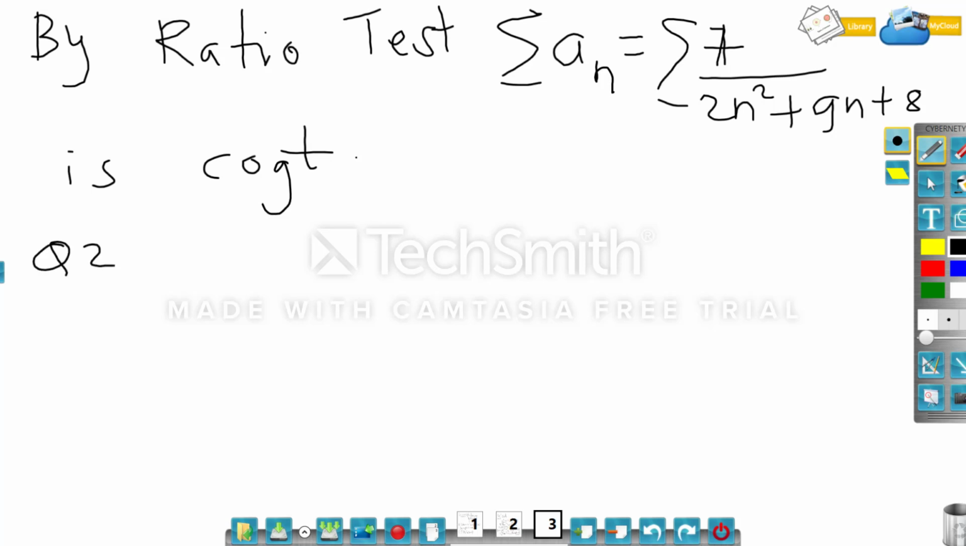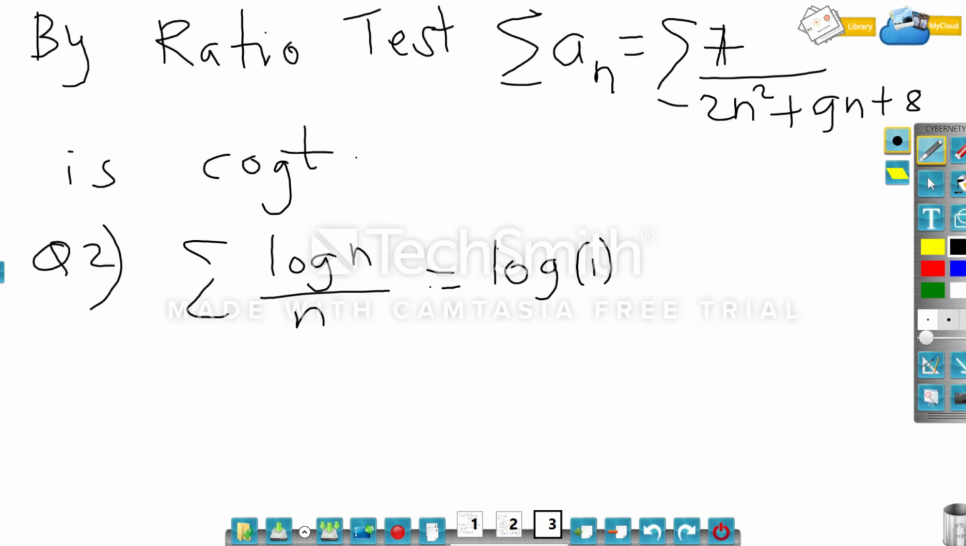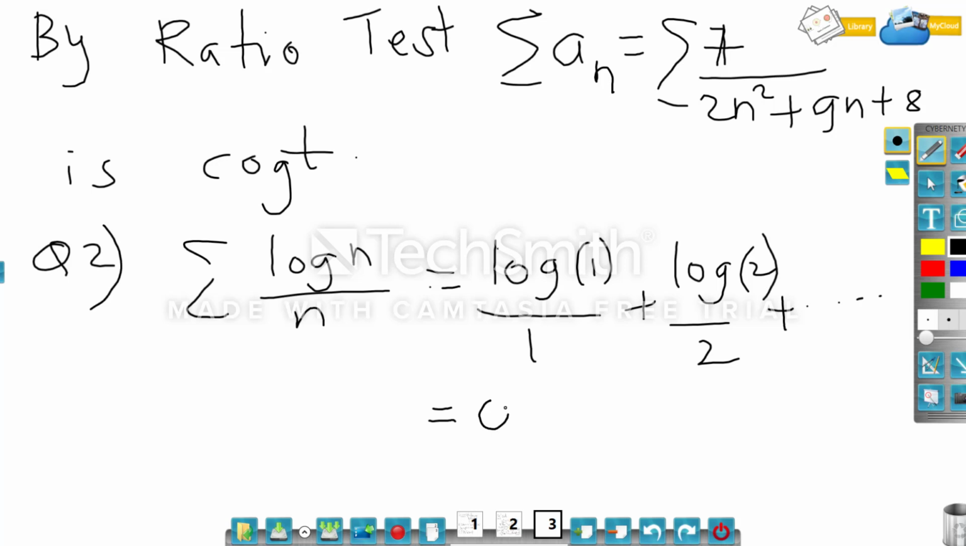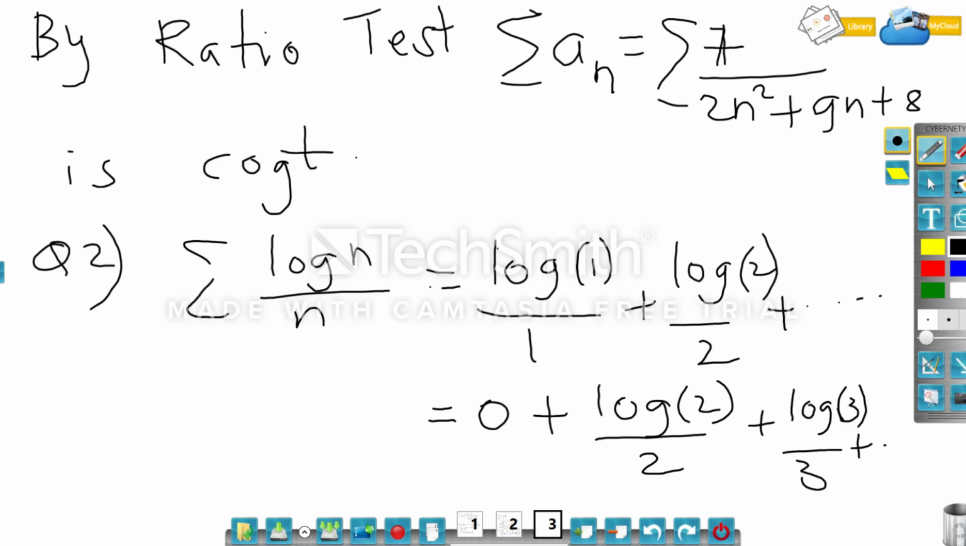Question number 2, the series log n upon n. Our target is to check the convergence. This series looks as follows: log 1 upon 1 plus log 2 upon 2 plus ... Log 1 is 0, so this is 0 plus log 2 upon 2 plus log 3 upon 3 plus dot dot dot.